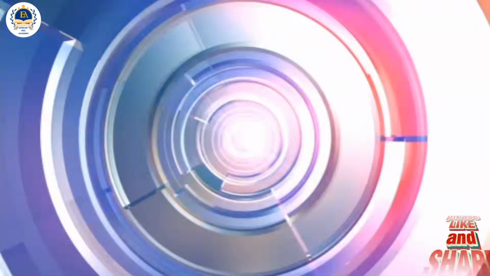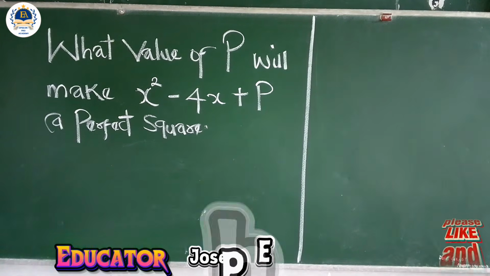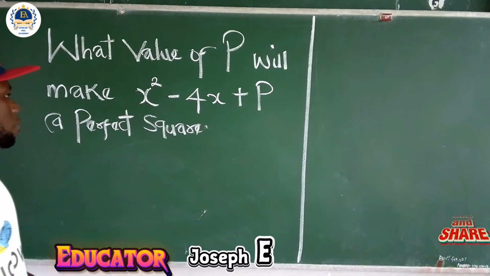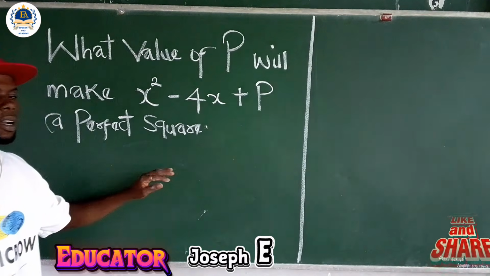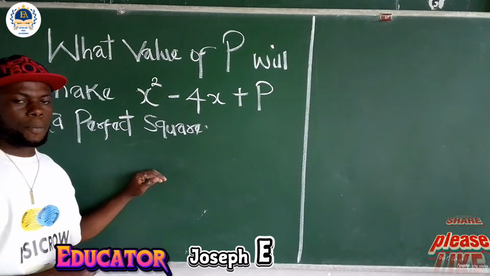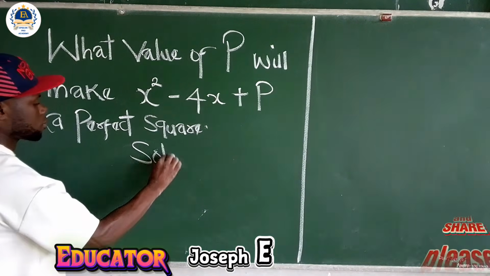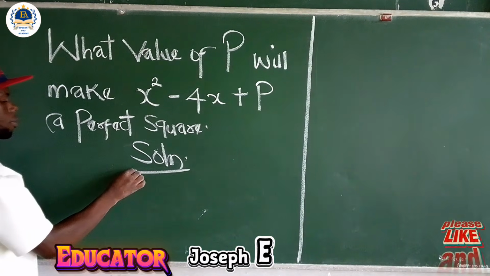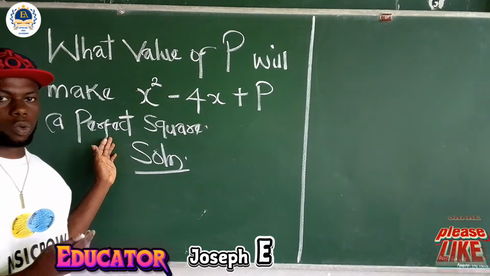Let's consider the question on the board. The question is, what value of p would make x squared minus 4x plus p a perfect square? A perfect square. Solution. The right term on the board is a perfect square.